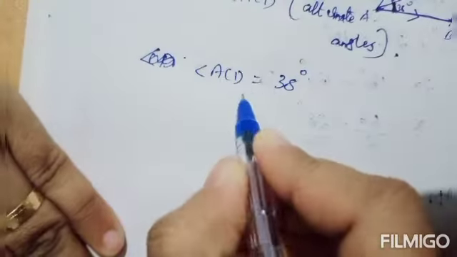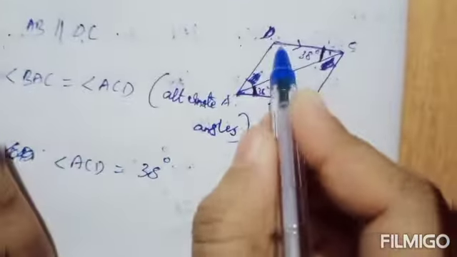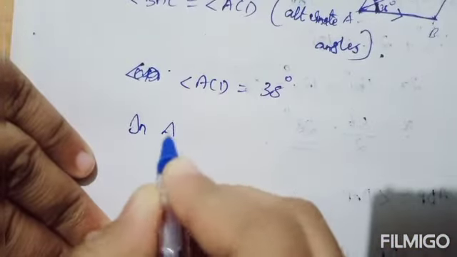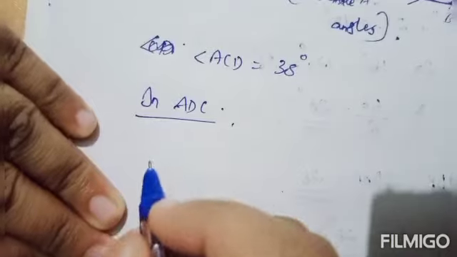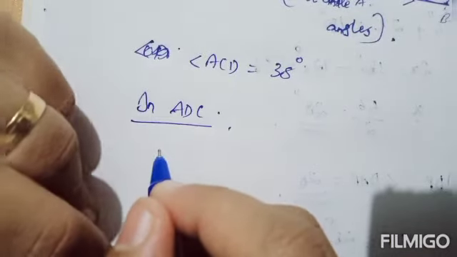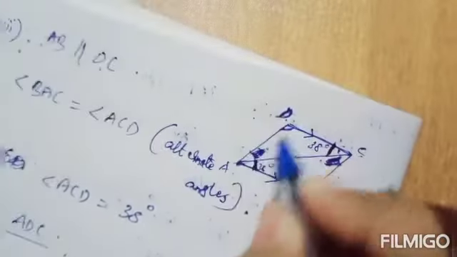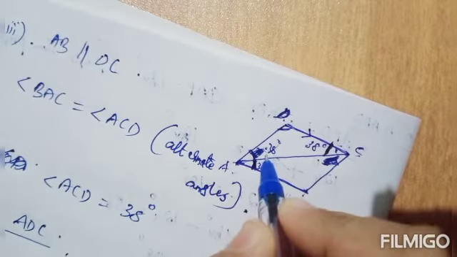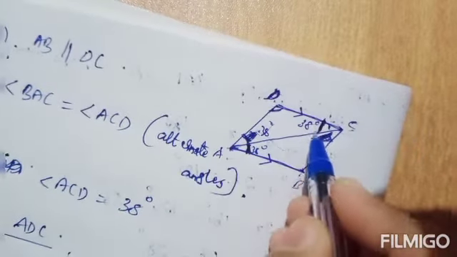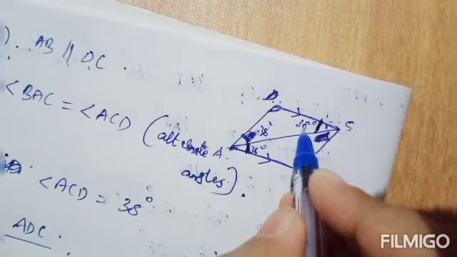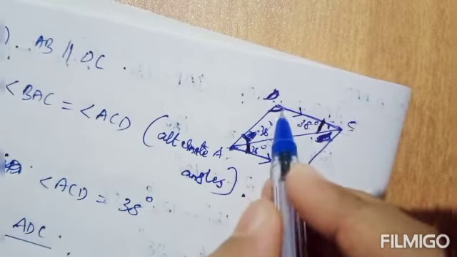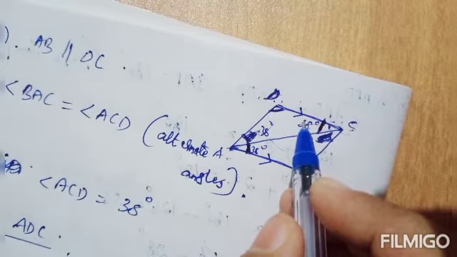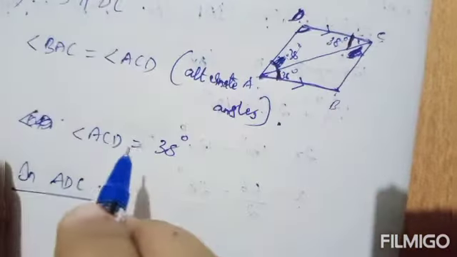Now we have to find this angle ADC. Consider this triangle ADC. In this triangle, we apply the angle sum property. We got this angle as 38 degrees: in the second question we found angle DAC is 38 degrees, and in the third question we found angle DCA equals 38 degrees. Now you need to find the third angle of triangle ADC. You know the angle sum property of a triangle: the sum of three angles is 180 degrees.